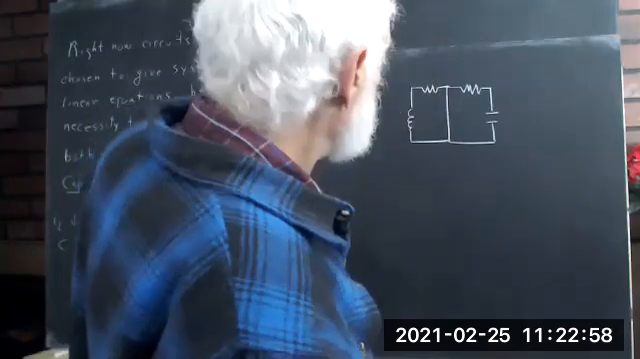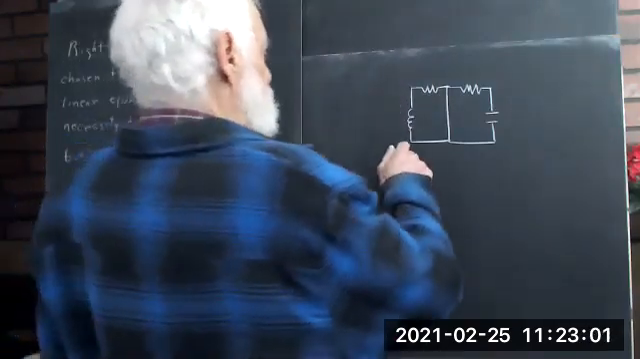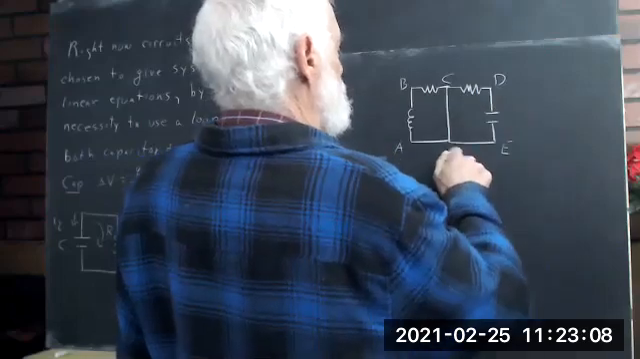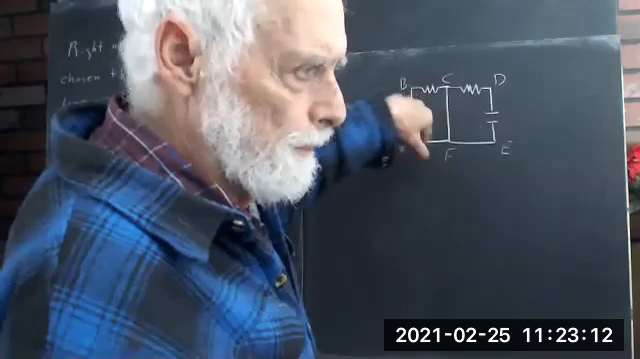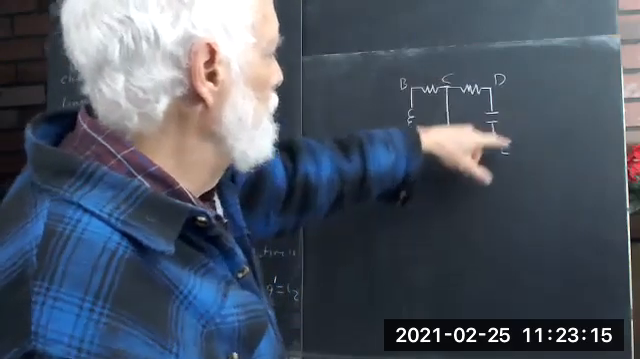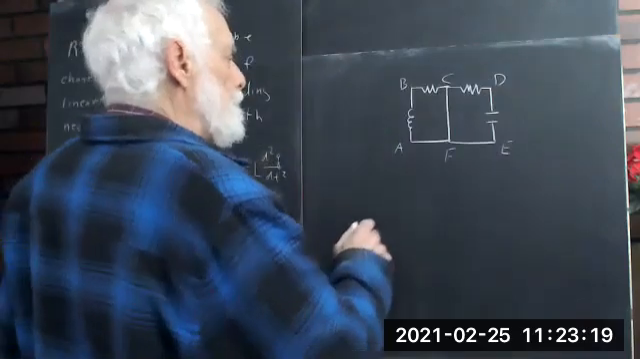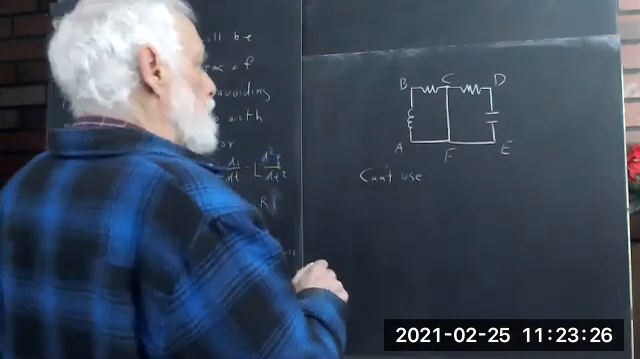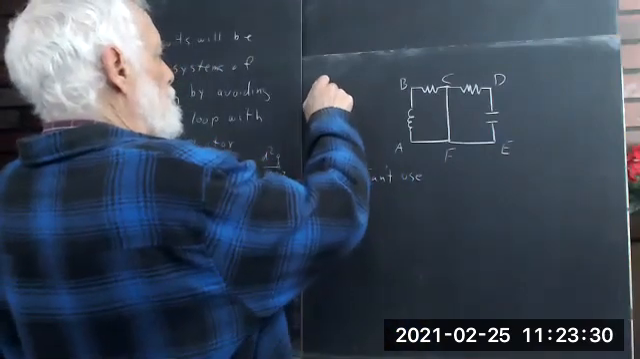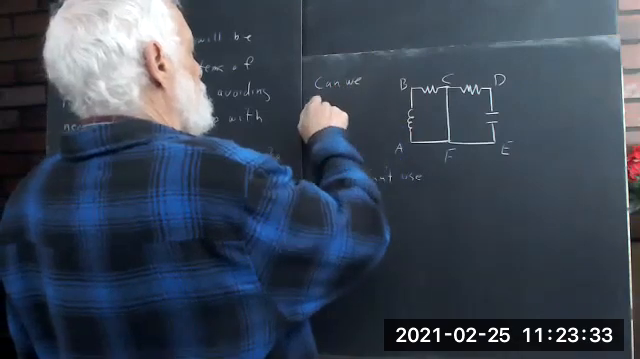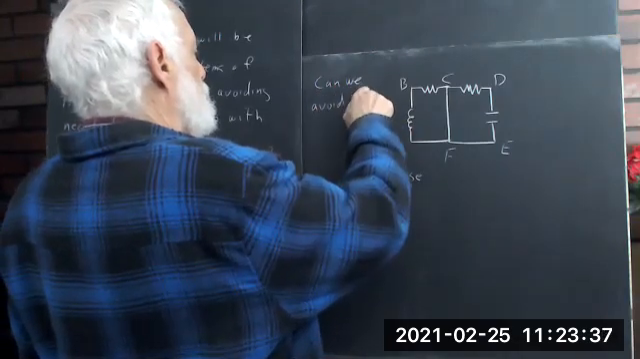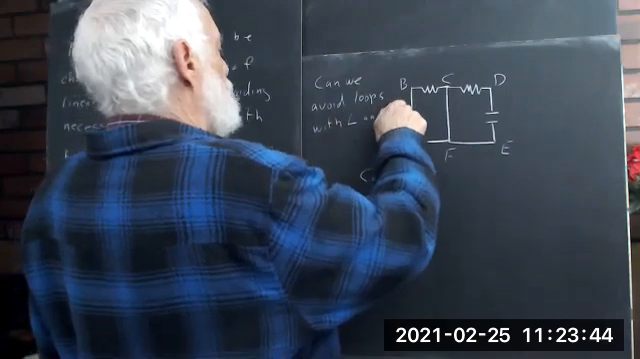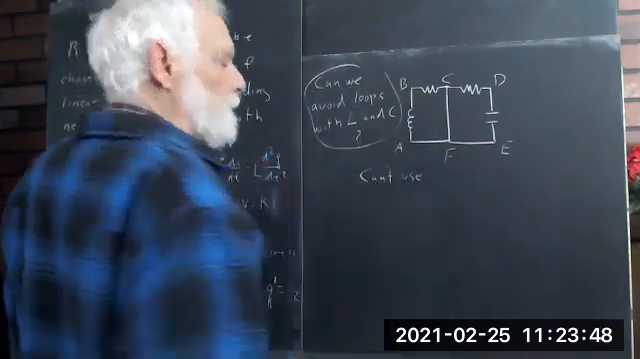So if we label these points A, B, C, D, E, F, the question is, can we avoid loops with L and C?